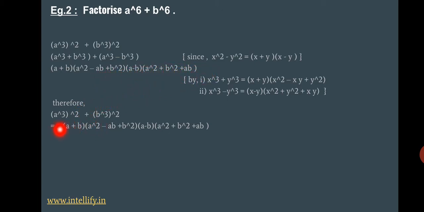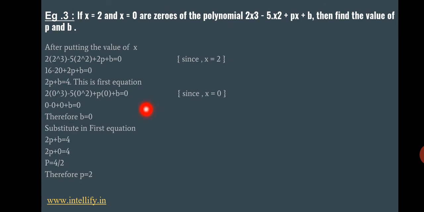Therefore a^6 + b^6, we write this. After factorization we get (a + b)(a^2 + b^2 − ab)(a − b)(a^2 + b^2 + ab). If you have a doubt in any question, you can put it in the comment section. Let us move toward the third question.